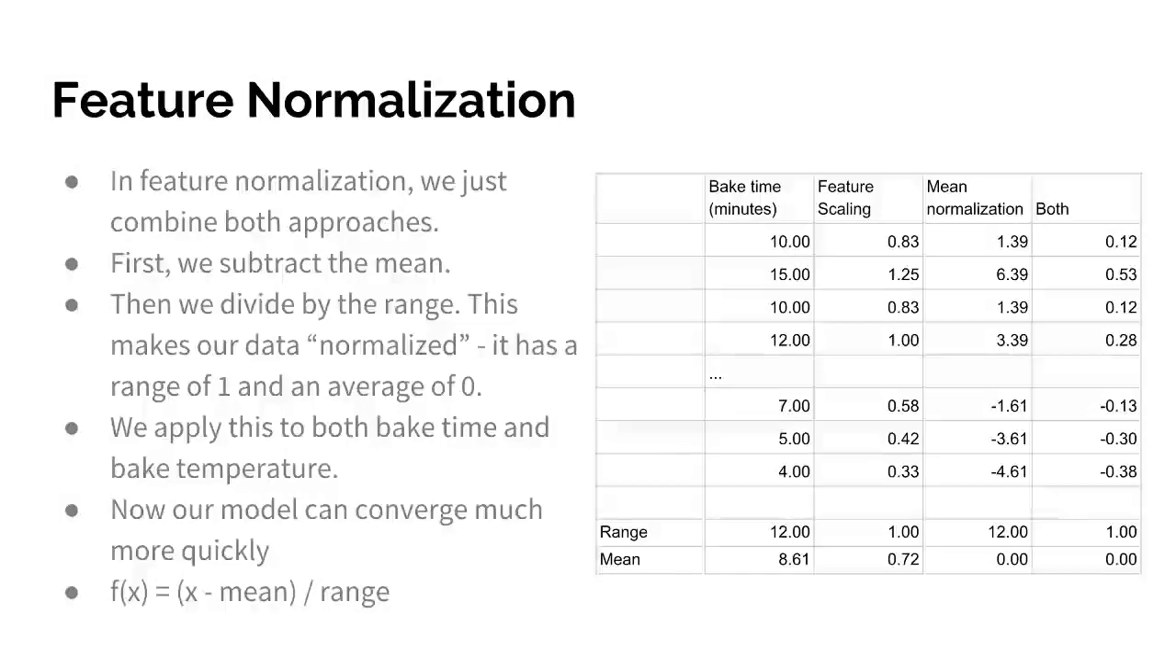Just as a general policy, you can imagine feature normalization as a function where we take every x, subtract the mean, and divide by the range. Simple. On the right, we can see a chart where our feature normalized data is in the rightmost column.